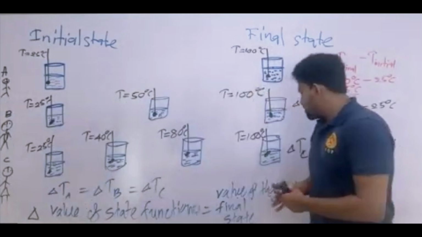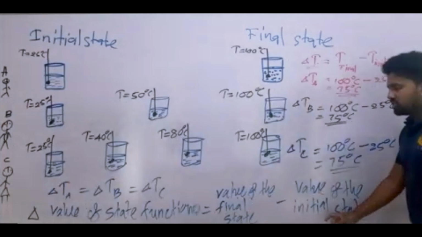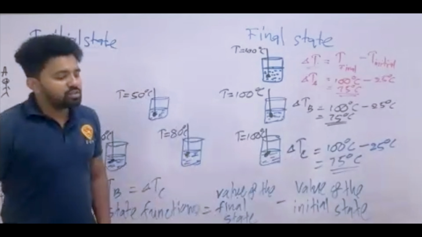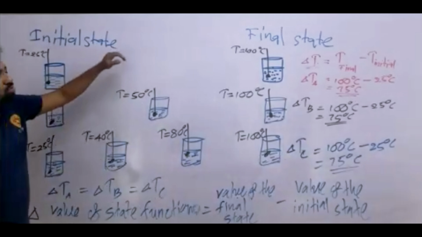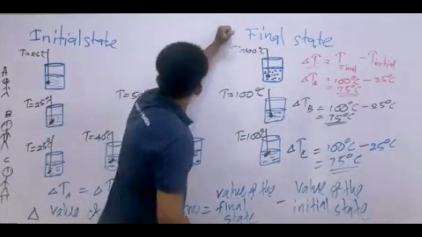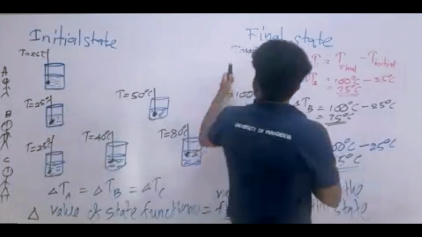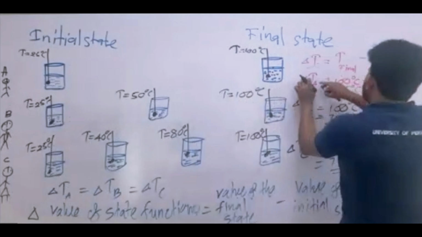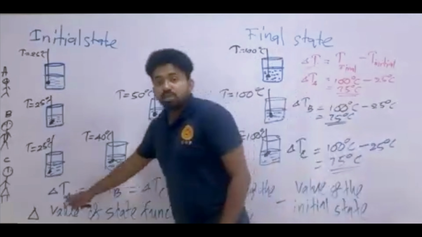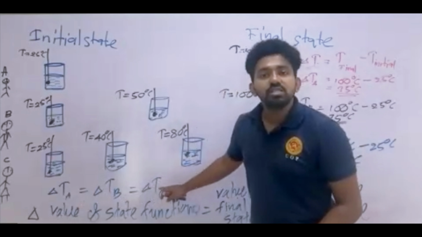So how can we get it? Value of the final state minus the value of the initial state. So this is the final equation. What you need to write down within that box is: initial state, final state. So we have A, B and C, and then we get the delta T difference of A, B and C. So we can observe that delta TA is equal to delta TB, which is equal to delta TC.